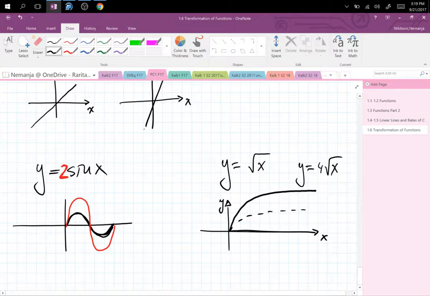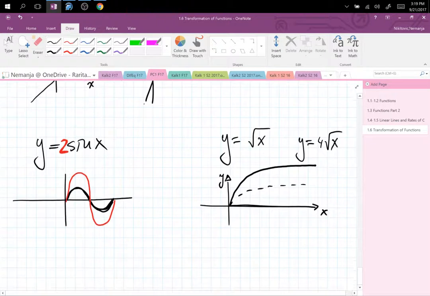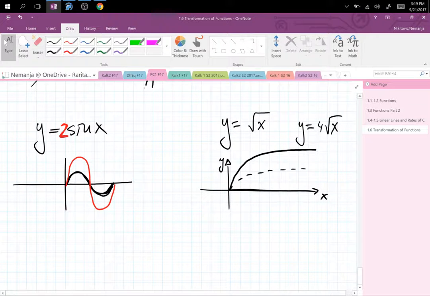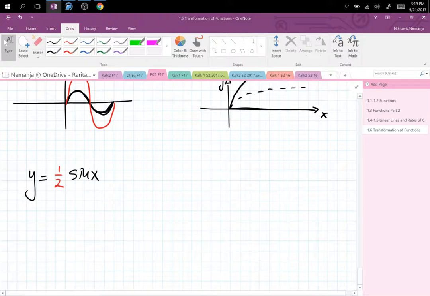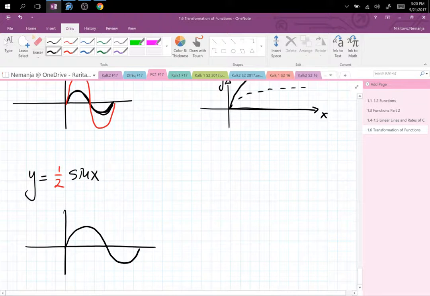So it's vertical stretching. If you use a fraction between 0 and 1, you will be shrinking vertically. So if I go and say y equals sine x, but then you put 1/2 in front, then in that case, it's not a stretch, it's a shrink. So if this was our original graph for the sine, the new one will go halfway through it.